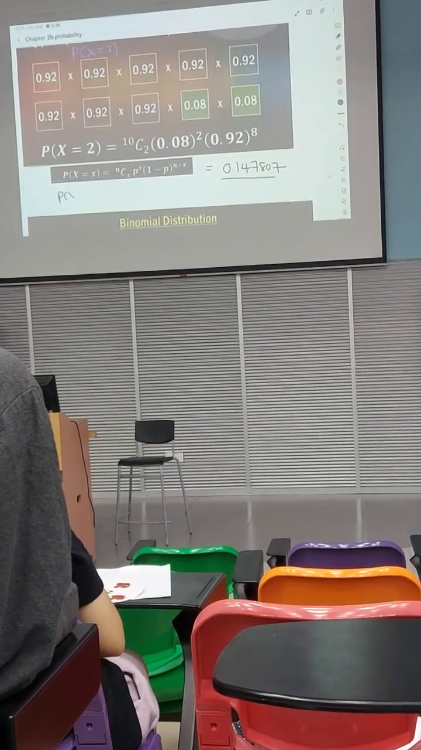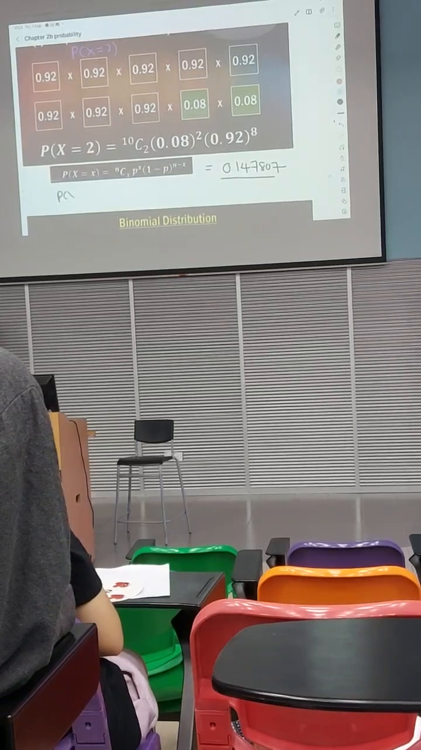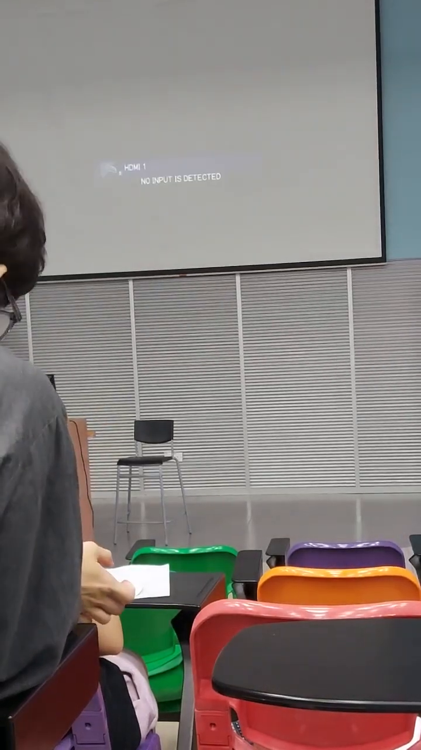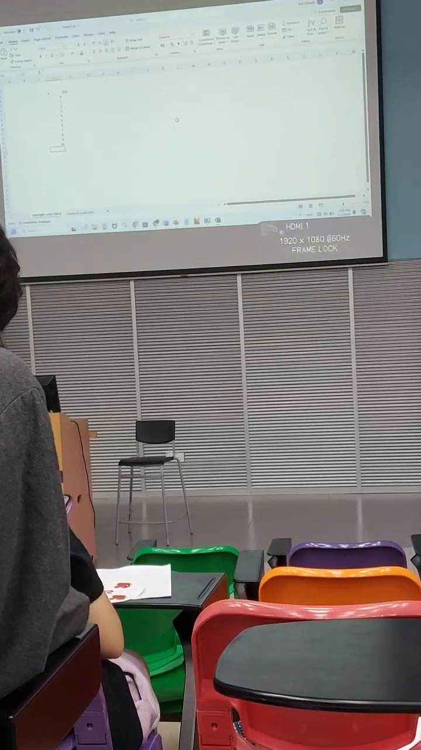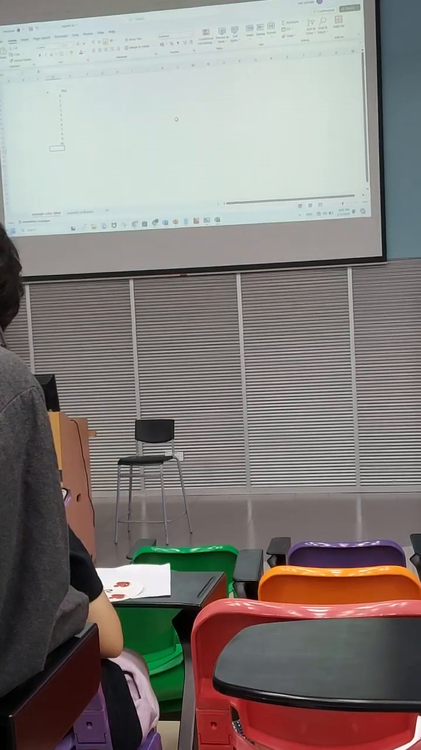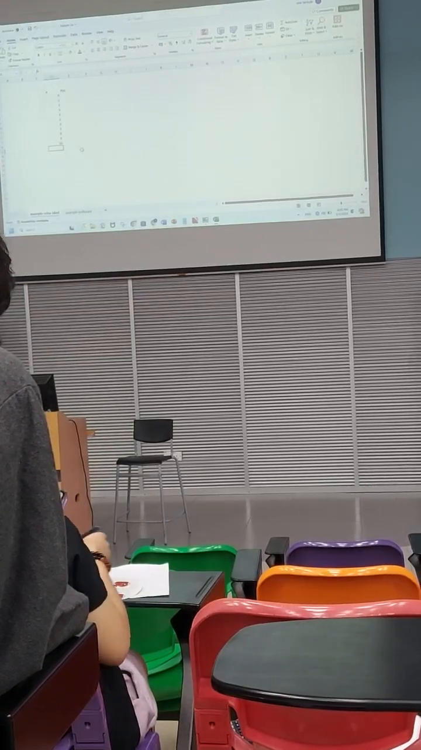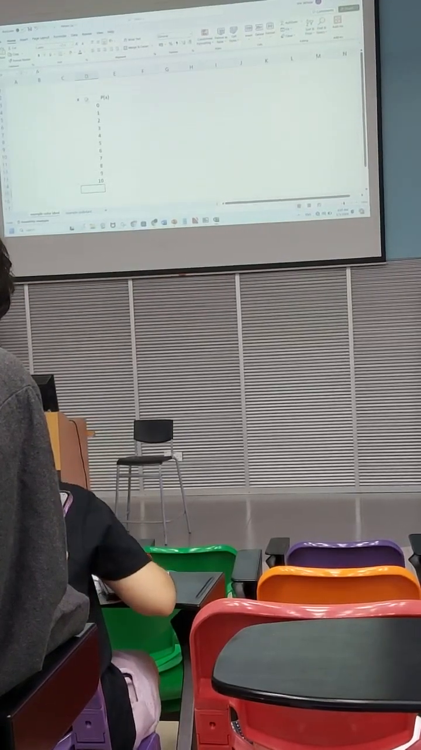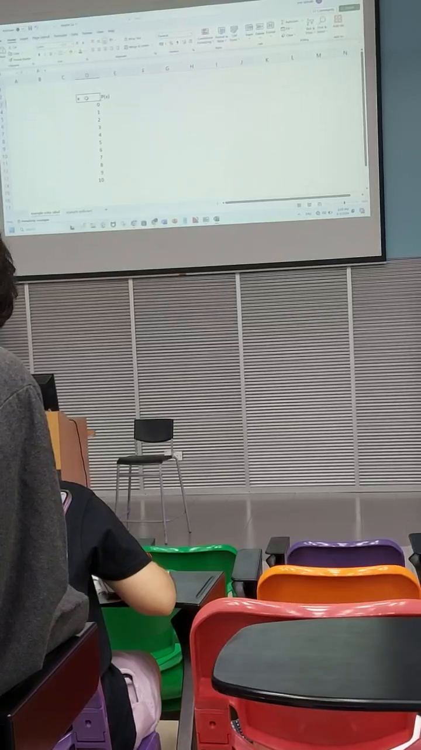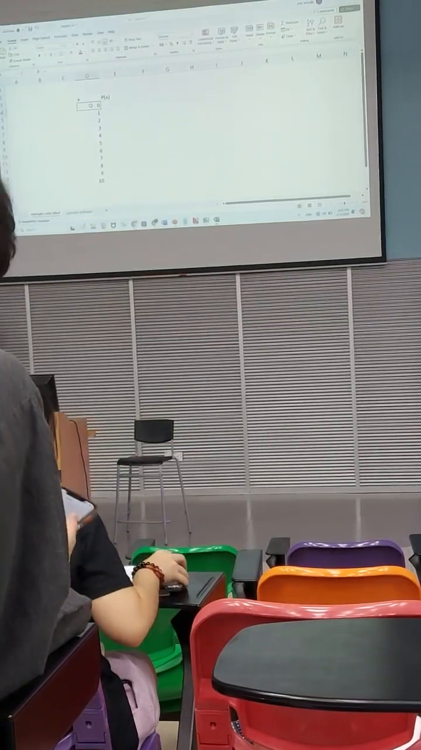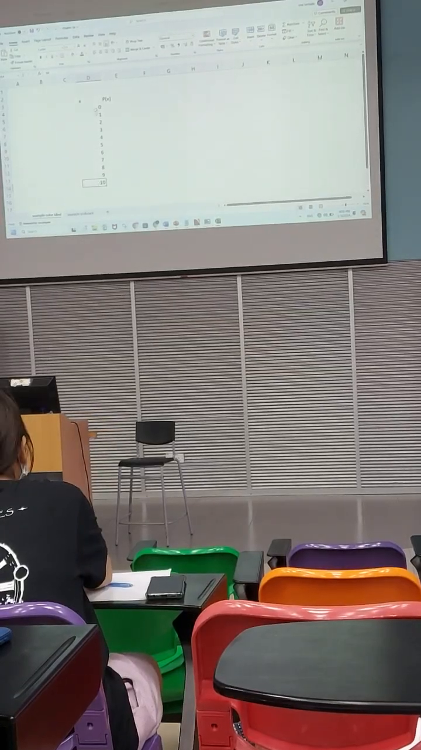Okay, I will change to Excel. I will further explain the binomial distribution through Excel. For this example, see here, I already defined the x, all the possible values of the random variable. Why is it 0 to 10? Because we have 10 men.